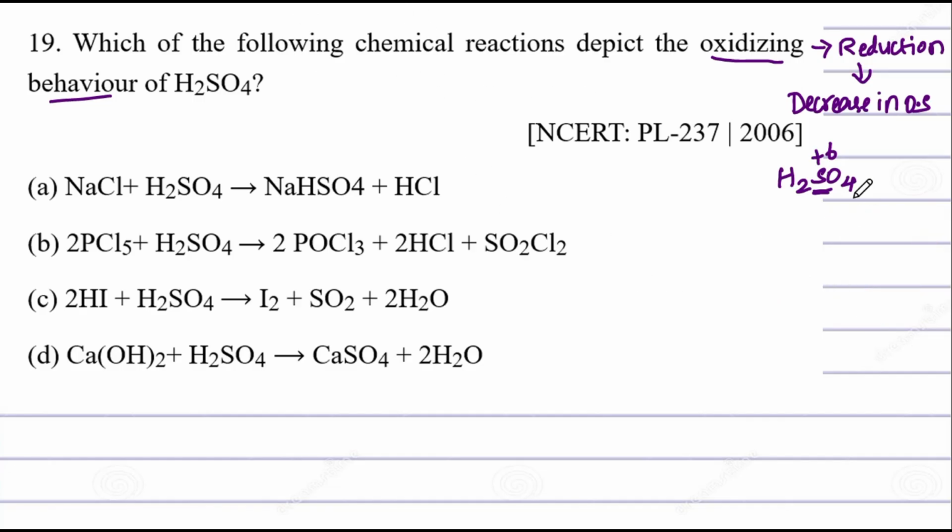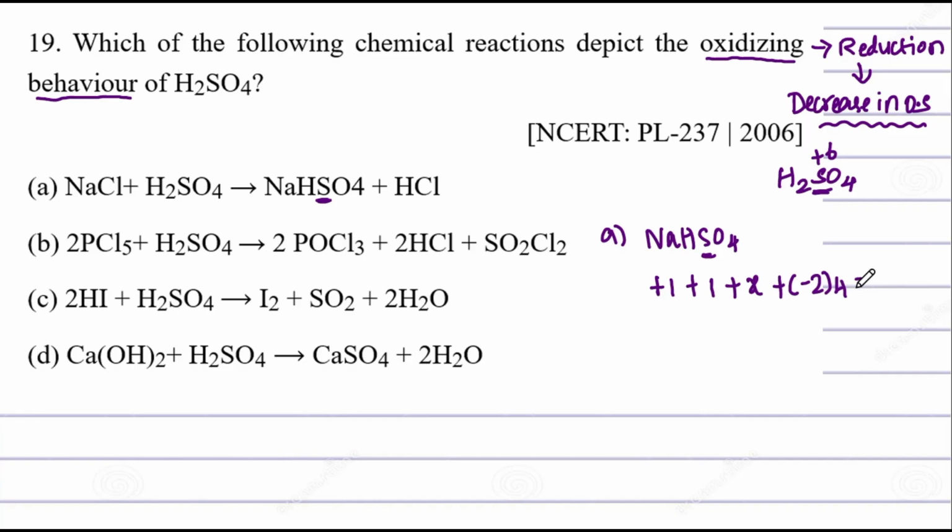So you have to see in which reaction there is a decrease in oxidation state from +6 for sulfur on the product side. So let us see the reactions. The first reaction, NaCl plus H2SO4 gives NaHSO4 plus HCl. Now let us calculate the oxidation state of sulfur on the product side for this option A, NaHSO4. So for sodium, it is a group 1 element, so the oxidation state is always +1, plus for hydrogen also it is +1, plus for sulfur it is X, plus for oxygen it is -2 into 4 equal to 0. So again 2 plus X minus 8 equal to 0.